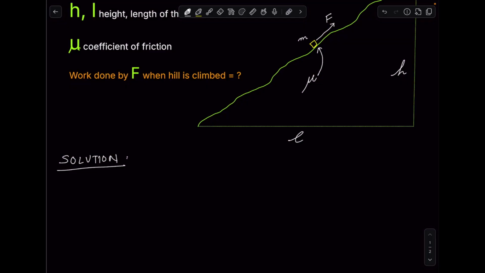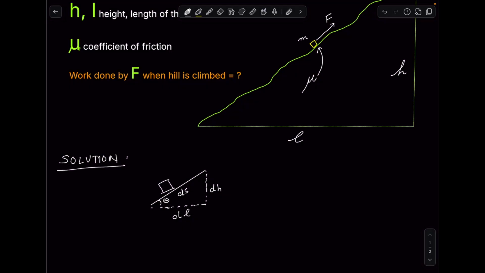Let's take a small segment of the object's movement. Let's say the length of this segment is ds. Let's say this length makes an angle theta with the horizontal. So this line segment is along the horizontal, so we can call it small portion of the length L, dl, and this line segment is along the vertical, so we can call it small portion of the vertical height, dh.